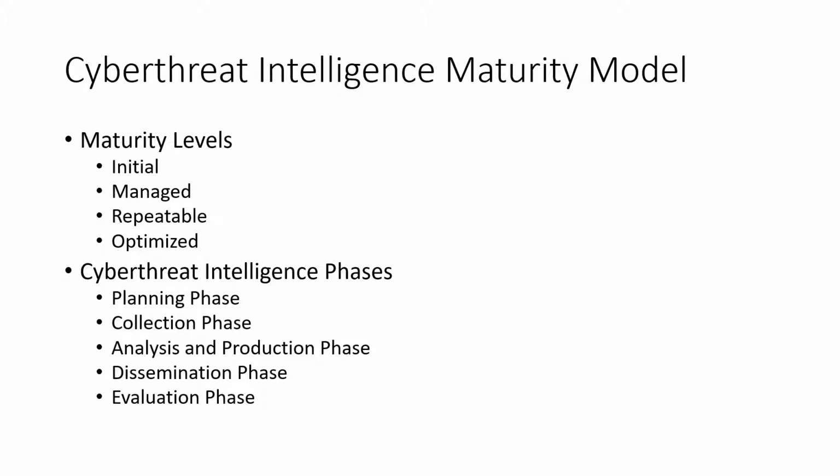CTI capabilities are rated by 4 levels. These are initial, indicating informal processes; managed, which indicates that a formal CTI process exists; repeatable, which indicates that the outputs of CTI processes are aligned with organizational goals; and optimized, which indicates mature CTI processes which undergo continuous improvement.